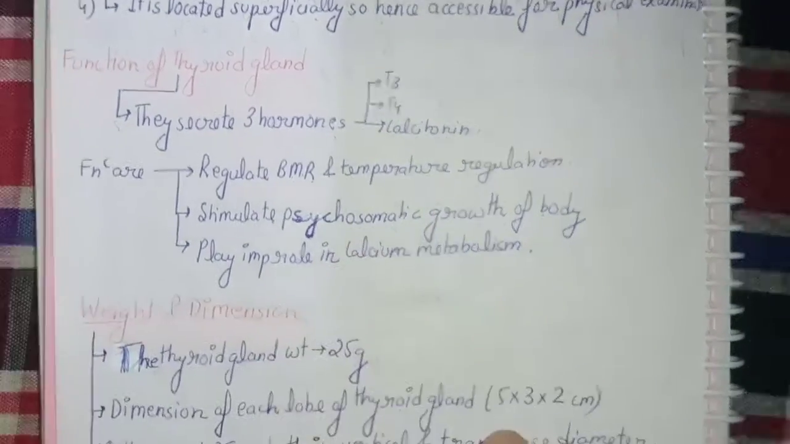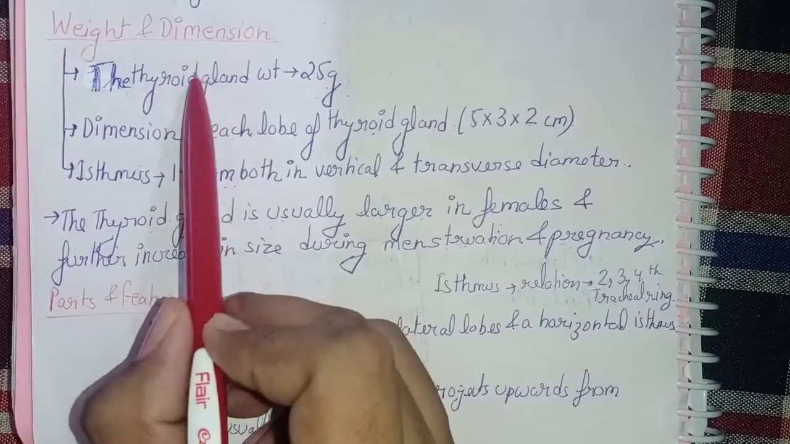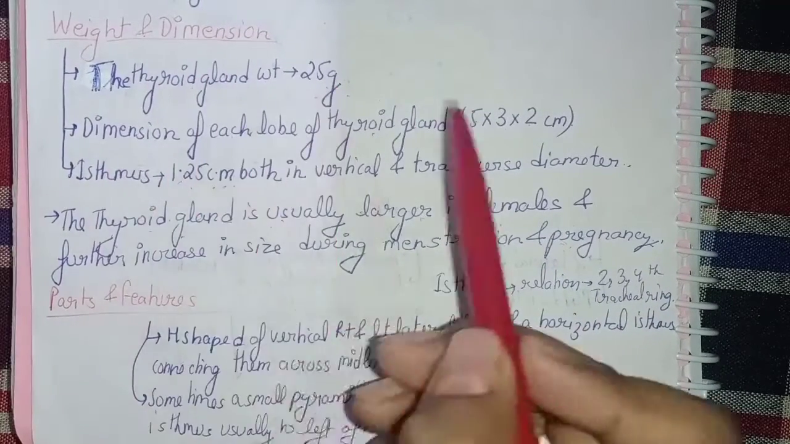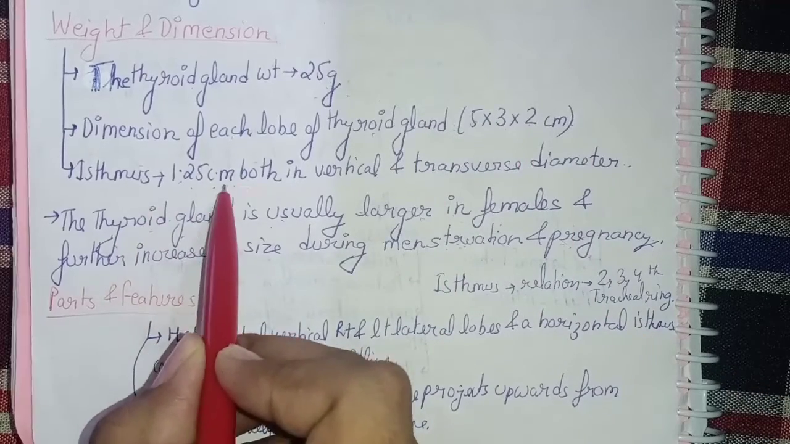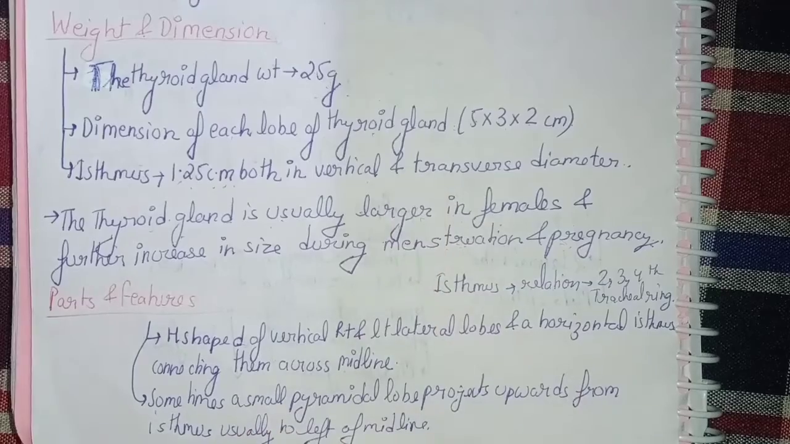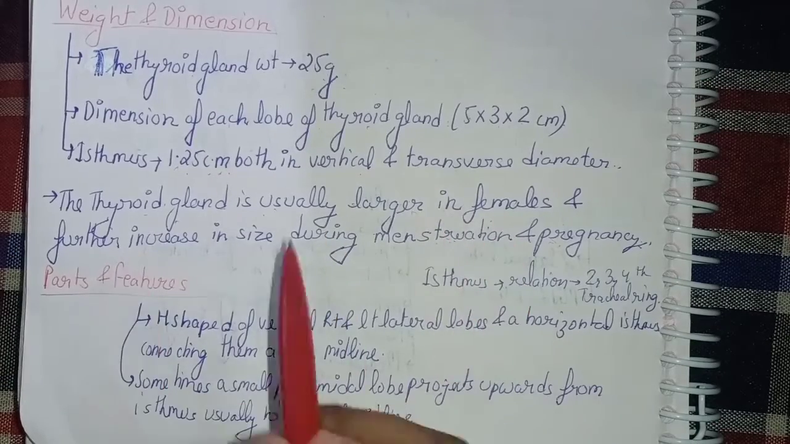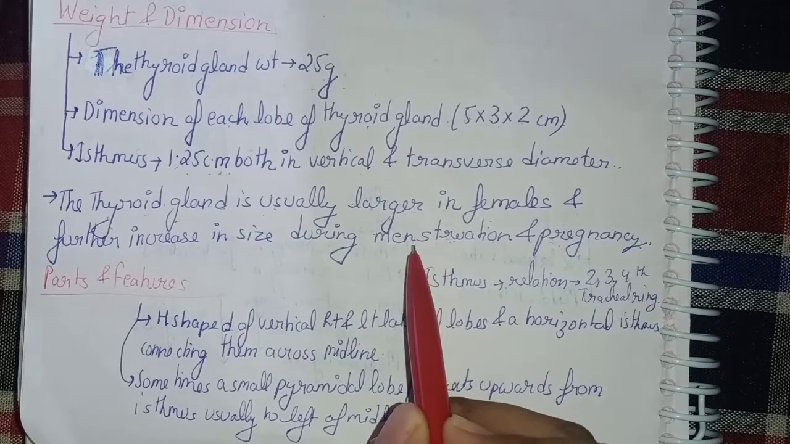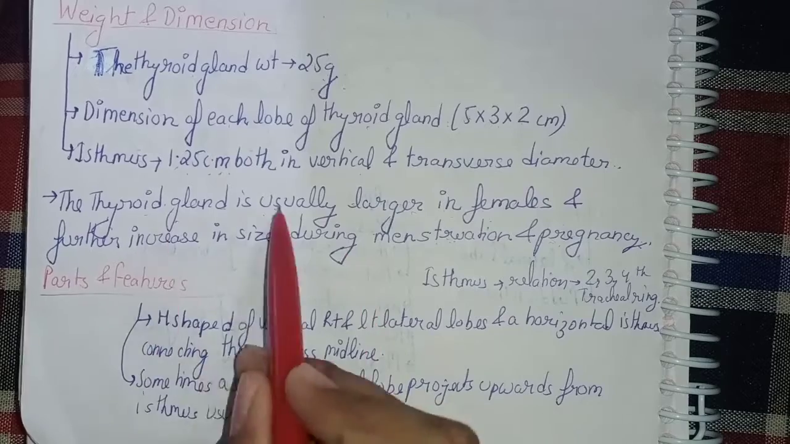Now coming to weight and dimension of the thyroid gland. So the weight of the thyroid gland is 25 gram. Dimension of each lobe is 5 into 3 into 2 centimeter. The length of isthmus is 1.25 centimeter both in vertical and transverse diameter. The thyroid gland is usually larger in females due to two physiological reasons or factors, which are menstruation and the pregnancy. By these two factors, females usually have an enlarged thyroid gland than the males.